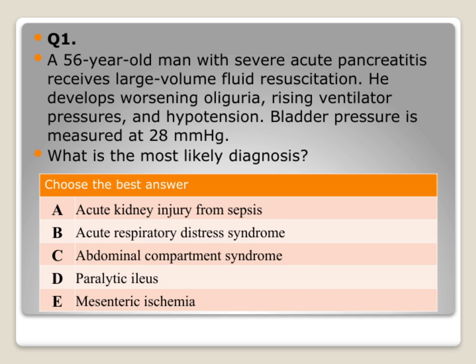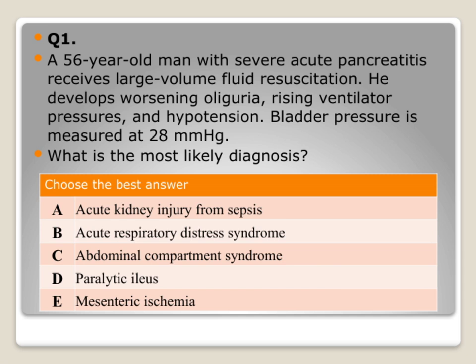Normal bladder pressure is usually below 12 mmHg, and pressures above 20 mmHg suggest intra-abdominal hypertension. When pressures go beyond 25 mmHg, especially with organ dysfunction, it points toward abdominal compartment syndrome. So, connecting all these signs, worsening kidney function, increased ventilator pressures, hypotension, and a high bladder pressure, this picture strongly suggests we're dealing with abdominal compartment syndrome.